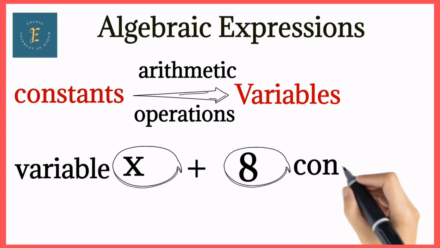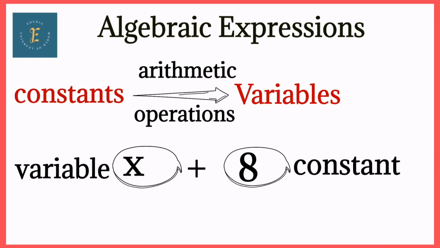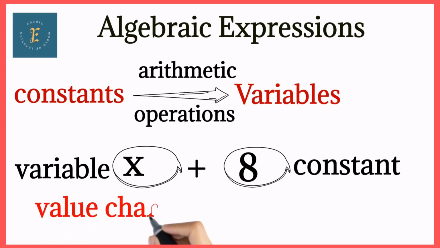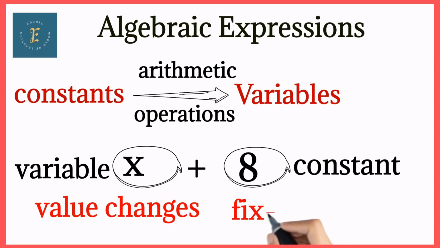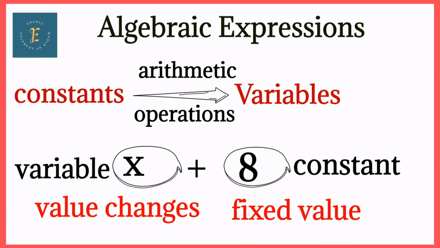So in this expression, x plus 8, x is a variable and 8 is a constant. The variable is a symbol that has various numerical values. x can be 1, 2, 3, 4, any numerical value. But a constant will have a fixed value. So two terms we have, constants and variables. These are very important because all the way in algebra we will use the variables and constants only.